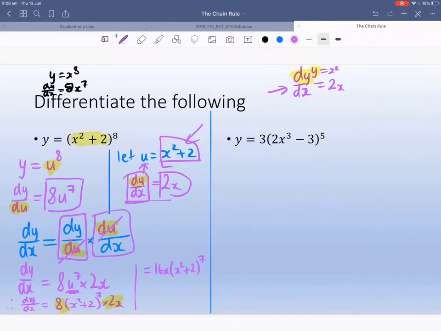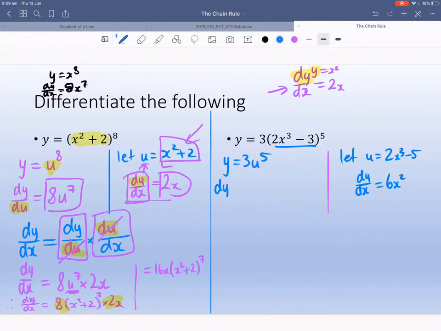So what I'm going to do is exactly the same thing, but on this side for this question. Let u equal whatever is inside the brackets. So that's 2x cubed minus 5. du/dx will be 6x squared. So we're just differentiating it.